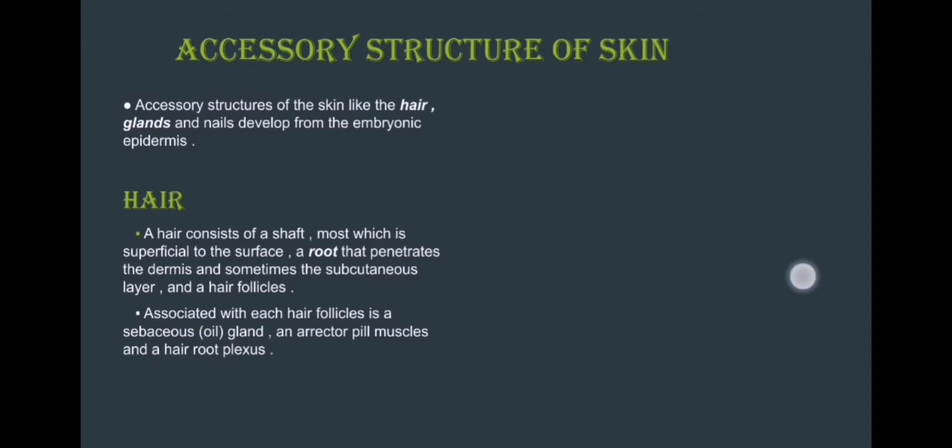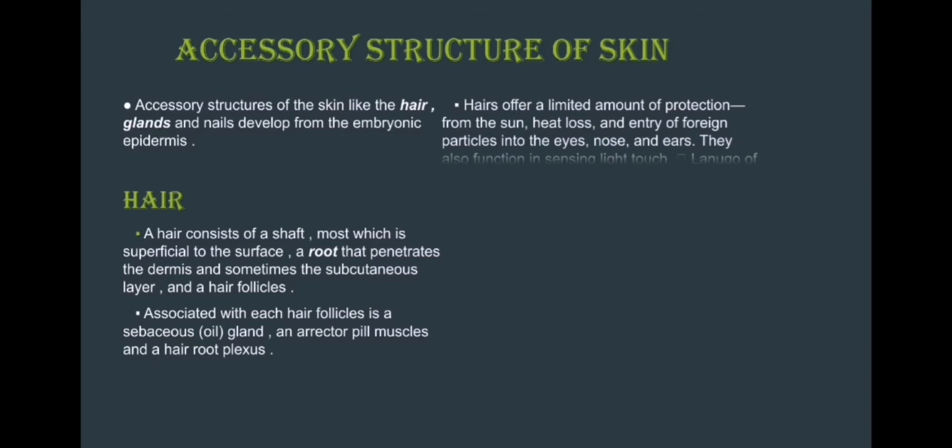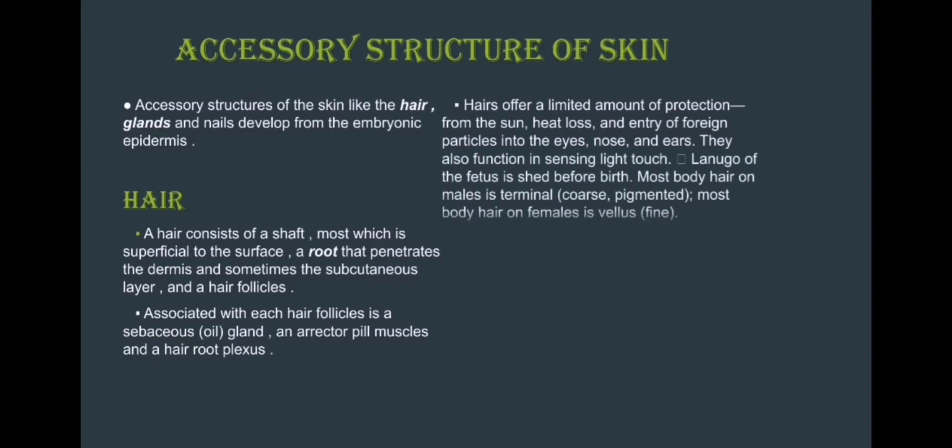It's a tissue that encloses a hair. It's a tunnel-shaped structure in the epidermis wherein the hair starts to grow. And in the hair follicles, there are three involved: the sebaceous or oil gland, arrector pili muscles, and the hair root plexus. The sebaceous or oil gland usually functions to produce and secrete sebum.